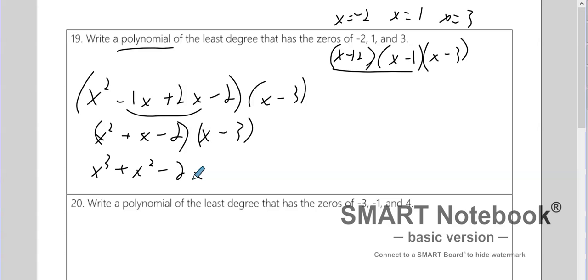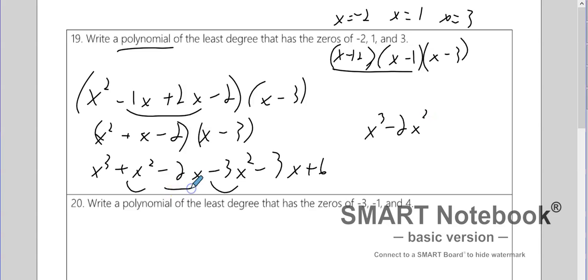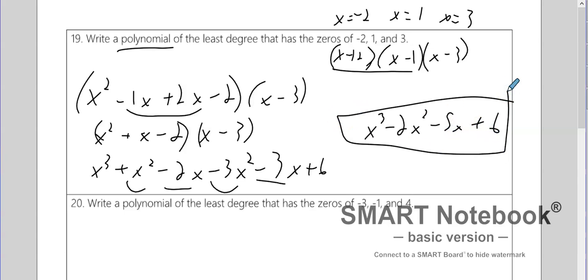Now I'm sending the negative 3 in. Negative 3 times x squared is simply negative 3x squared. Negative 3 times x, you're literally just going to write the negative 3 and the x together. And negative 3 times negative 2 is positive 6. So when I combine like terms, there's only 1x cubed. 1x squared minus 3x squared is negative 2x squared. Negative 2x, negative 3x is negative 5x. And the 6 is just by itself. There's my answer.